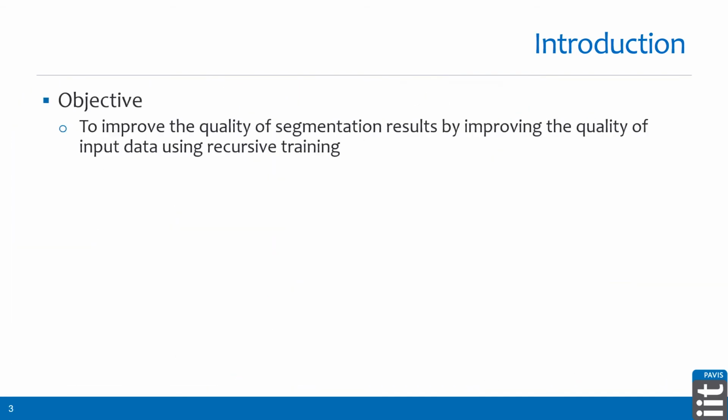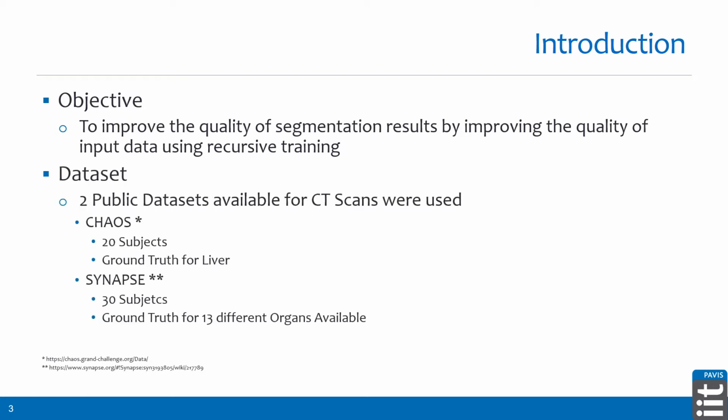The motivation behind the paper was to investigate if the improvement in the input data improves the accuracy of the segmentation task or not. To test our hypothesis, we selected two publicly available datasets. Both datasets were different from one another and have different numbers of subjects and ground truths available. Chaos has 20 subjects and ground truth available for liver only, while Synapse has 30 subjects and ground truths are available for 13 different classes.